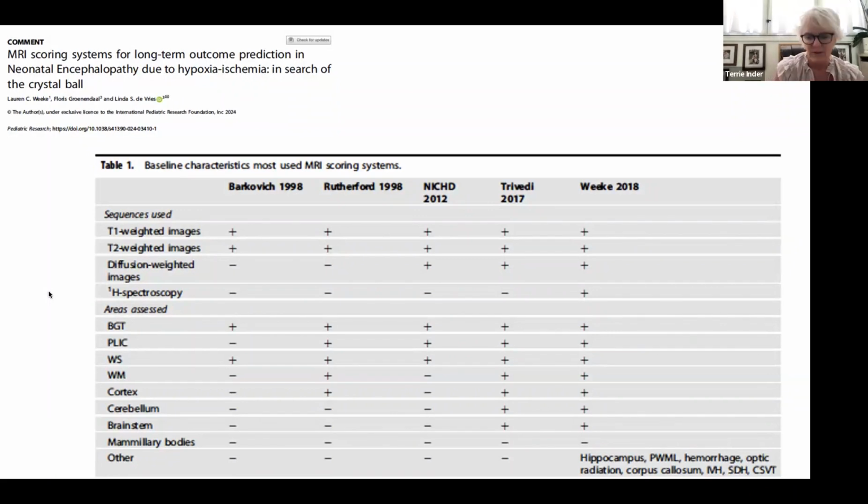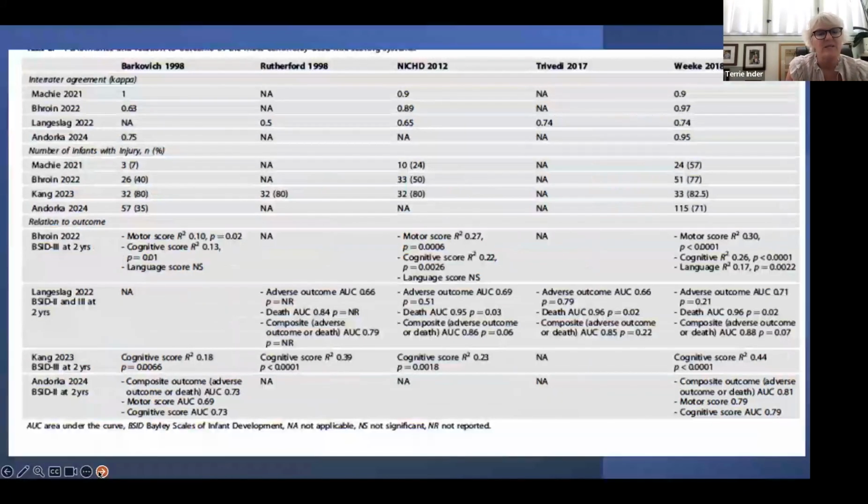But because now with cooling we see a lot more diverse types of injury in terms of white matter and cerebellum and other things, more extensive scoring systems, developed at Wash U by Trivedi and then in the Netherlands with Lauren Weeke, are a bit more comprehensive. They also assess things like the cerebellum, doing spectroscopy in the Weeke score, really evaluating more regions in a more thorough way. Do they make a difference?